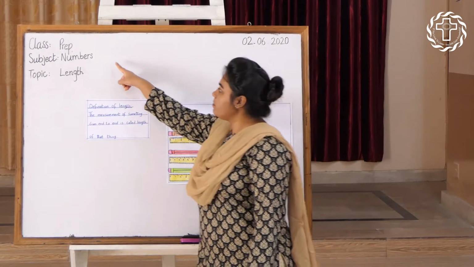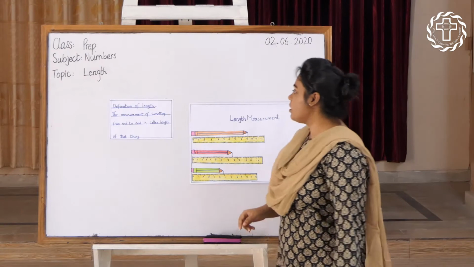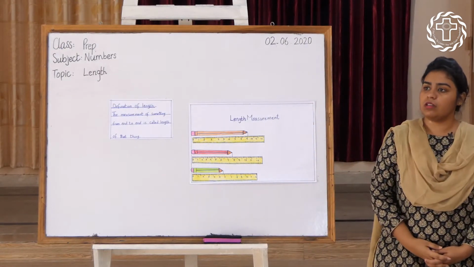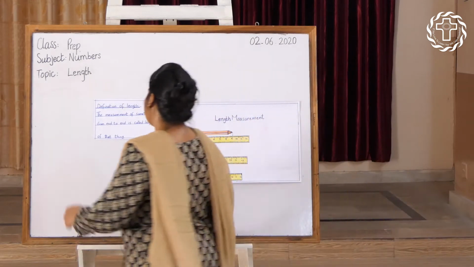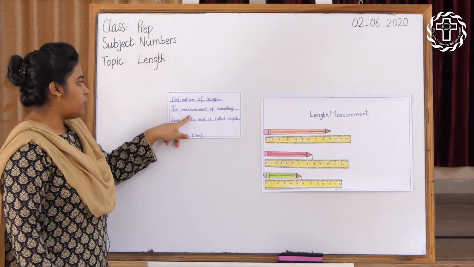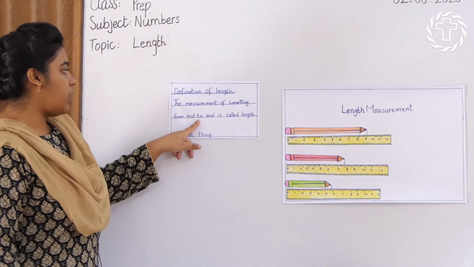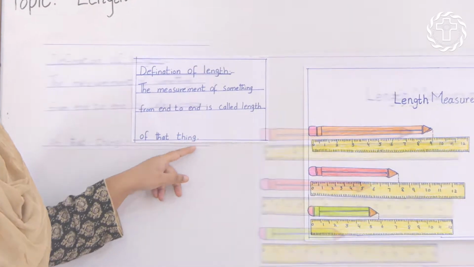Class prep, subject numbers, and the topic is length. Now first, let's see the definition of length. The definition of length is the measurement of something from end to end is called length to that thing.